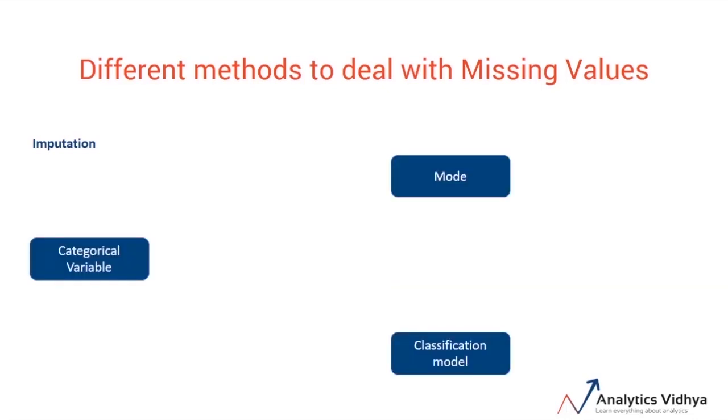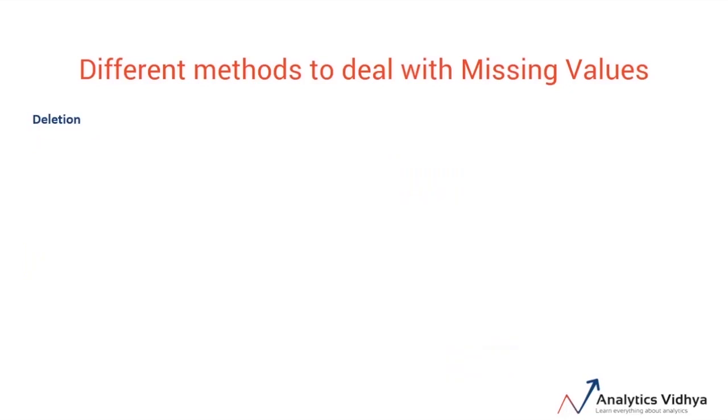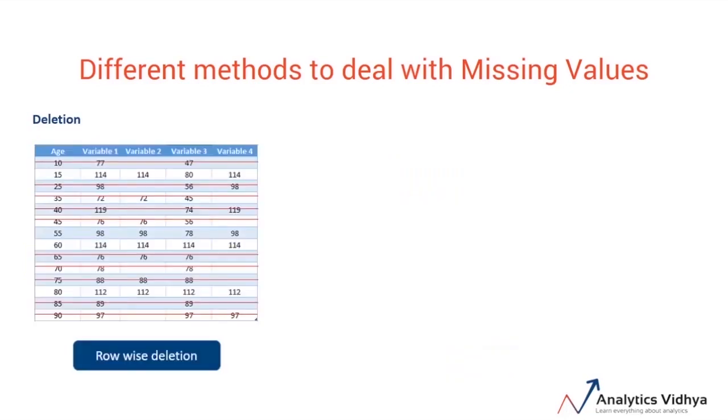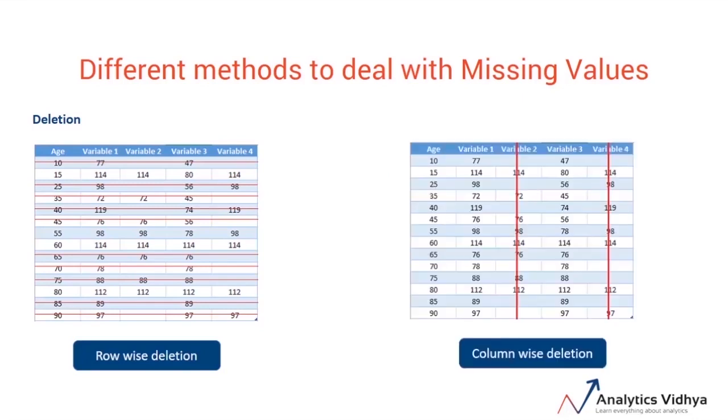Let's now talk about the other method to deal with missing values, that is deletion. We can either perform row-wise deletion, which deletes the entire row if there is even one missing value in it, or we can perform column-wise deletion, which removes the entire column if a column has missing values in it. Both of these methods result in loss of information and therefore are rarely used. We generally stick with imputing the values rather than deletion.